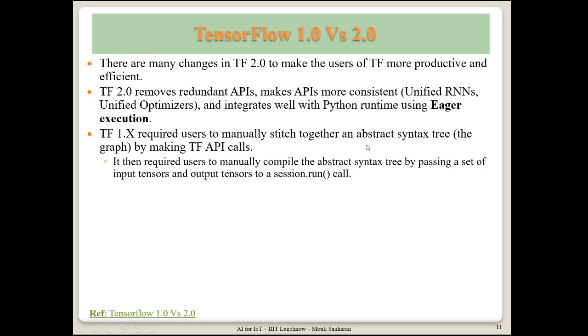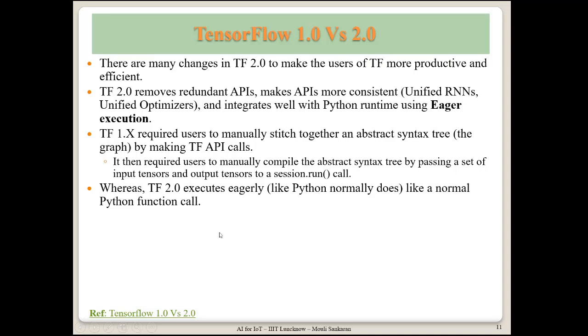Manually, we were actually asked to manually stitch this data flow graph in 1.0 and then do a session run on them. These are all functions, okay, which we were asked to use in 1.0, which are not there in 2.0 now. It executes eagerly. That means like a Python interpreter, it executes one line at a time, like a normal Python function call.